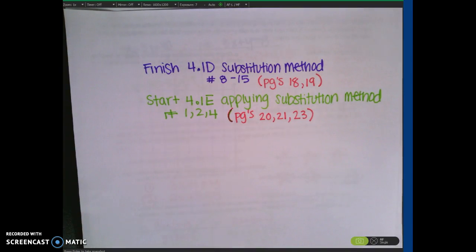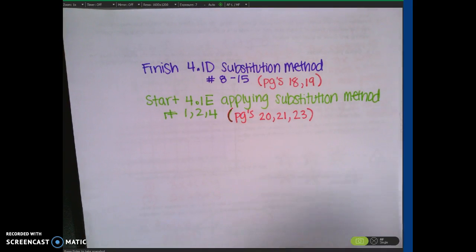Today we're going to be finishing 4.1D, the substitution method, number 8 through 15. And then we're going to start lesson 4.1E, applying the substitution method. And we're only going to do problems 1, 2, and 4. So today, to get started, let's turn to page 17. I'm on page 17. Are you on page 17?